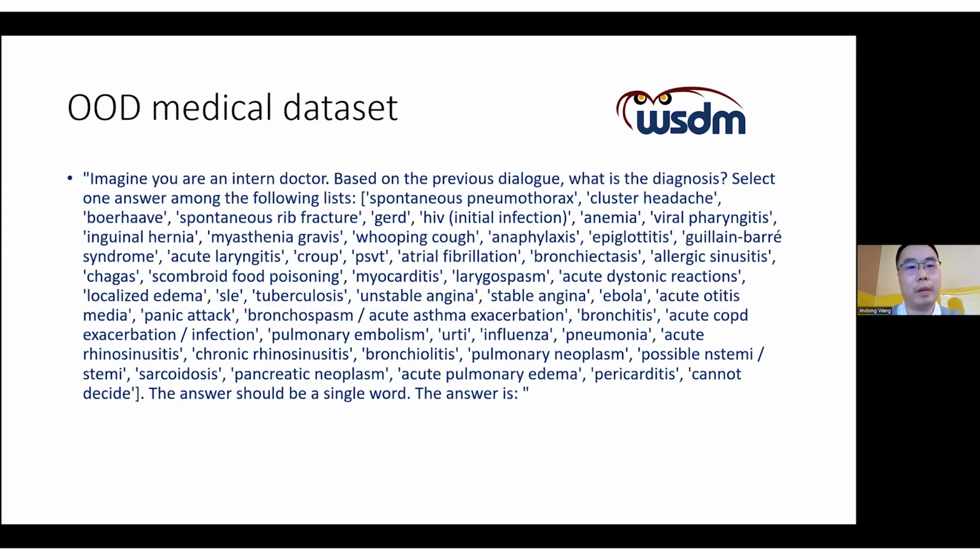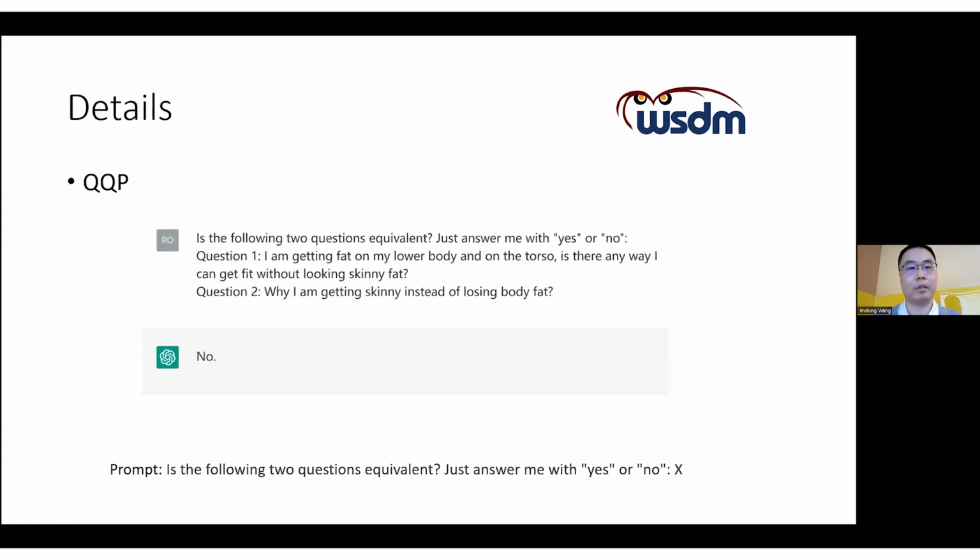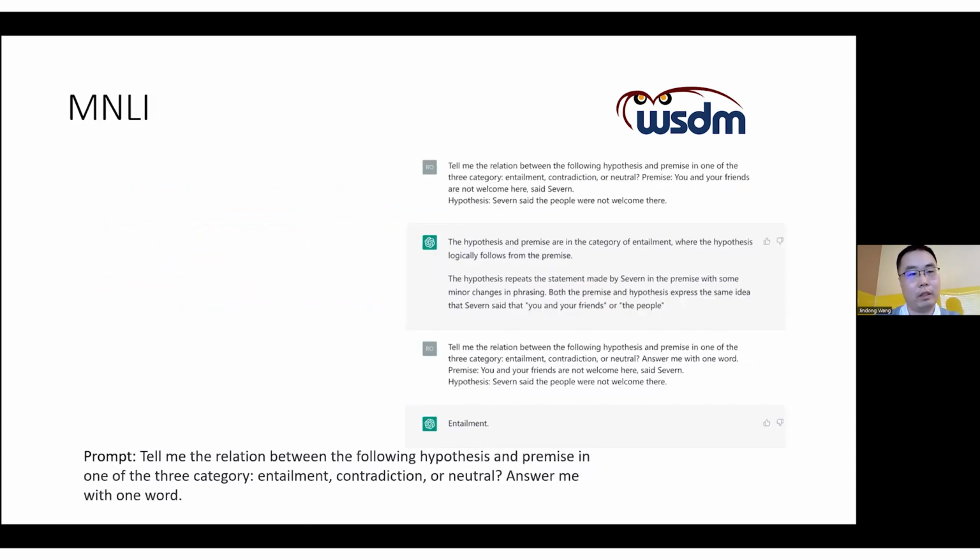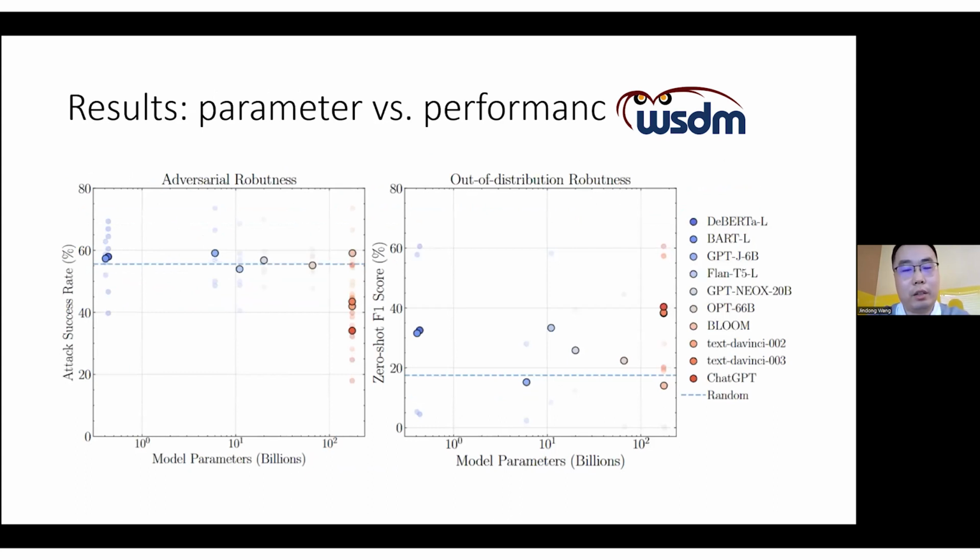Similarly for the OOD medical data set, this is the prompt. It's very long because we ask it to classify the symptom into 50 classes. But yeah, ChatGPT and other kinds of natural language processing foundation models can handle them well. Yeah, so here are some details on the QQP, and I would like to introduce it. Very similar, and it's for the MNLI. Yeah, so here is the results.